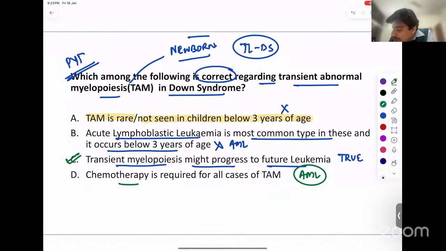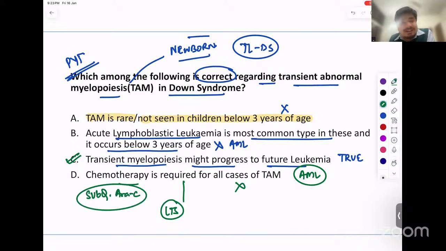Chemotherapy is required for all cases? No. This is also not true. Only if there are life-threatening symptoms do you give chemotherapy. And what kind of chemotherapy? Mild chemotherapy: we give subcutaneous cytosine arabinoside, Ara-C. That's it. Nothing extraordinary. We don't give daunorubicin plus Ara-C as a 7+3 regimen. That's not given as far as TAM or transient leukemia of Down syndrome is concerned. So the answer here is option C.